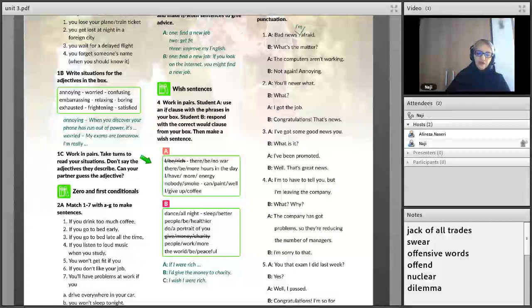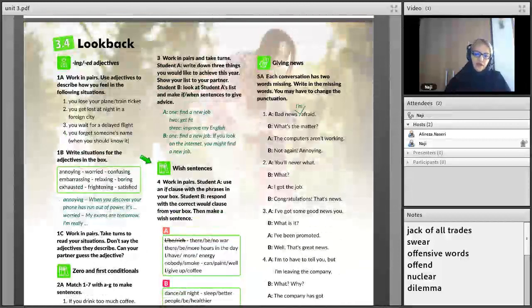Now this part is also done. Let's continue with 5A. Each conversation has 2 words missing. Write in the missing words. You may have to change the punctuation. Okay. Number 1. Bad news, I'm afraid. So it goes down.